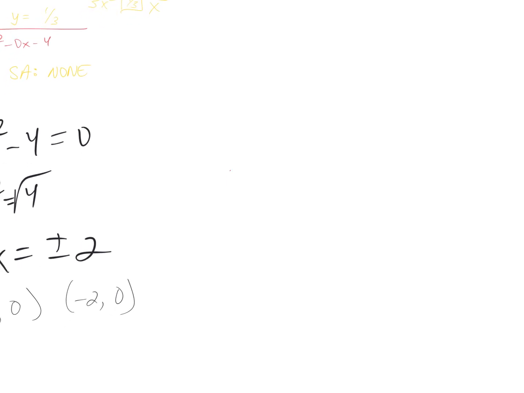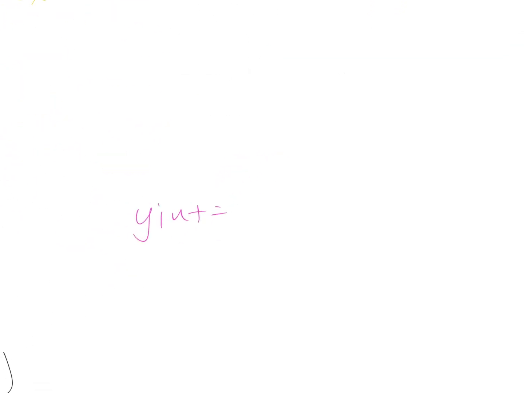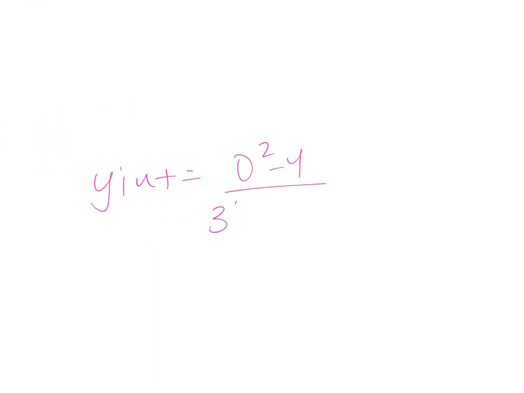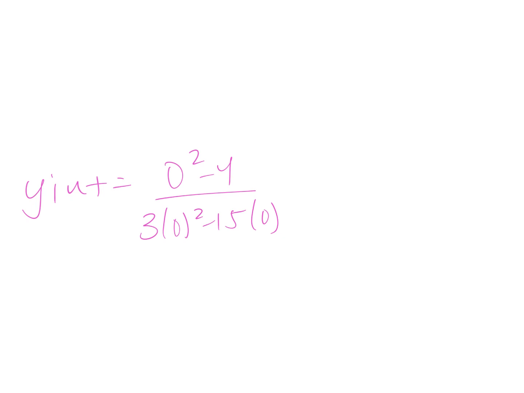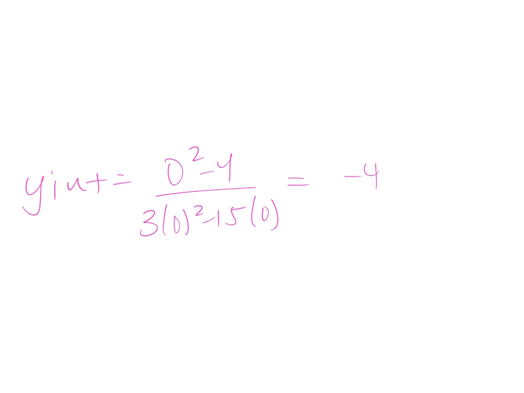How do I find the y-intercept? Plug in 0 for all the x's. So I have 0 squared minus 4 over 3 times 0 squared minus 15 times 0. Okay, so 0 squared minus 4 is going to give me negative 4. What's going to happen on the bottom?